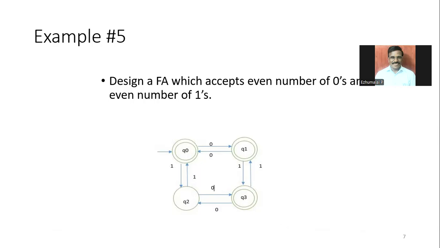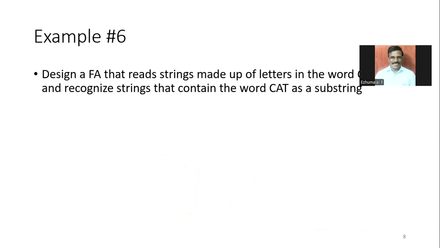If we give 0 in Q0, it goes to Q1. Again, if you give 1 it goes to Q3. Again, if you give 0, it goes to Q2. Again, if you give 1 it goes to Q0. Q0 is the final state. So any even number of zeros and even number of ones will be accepted by this system.